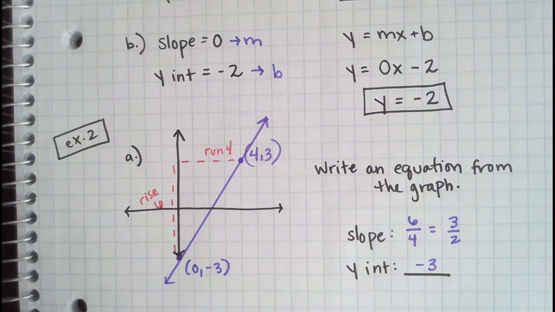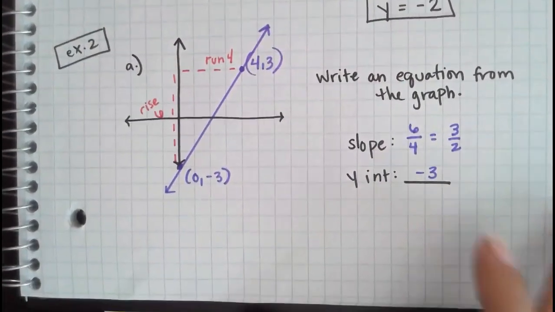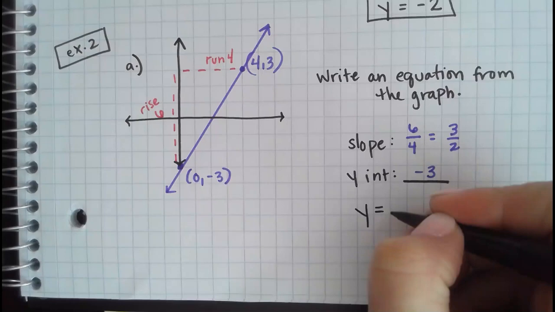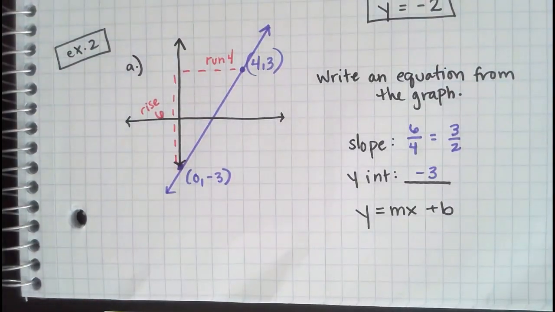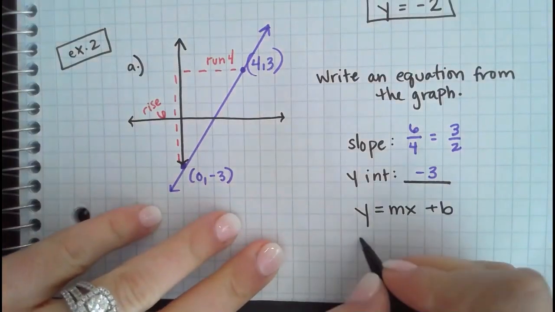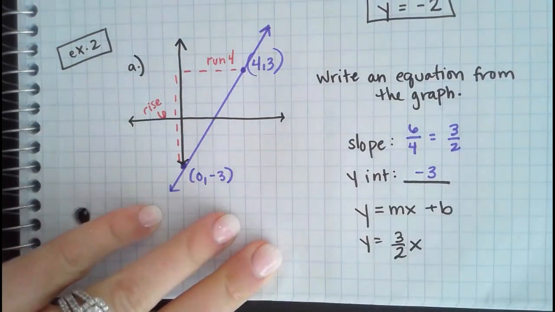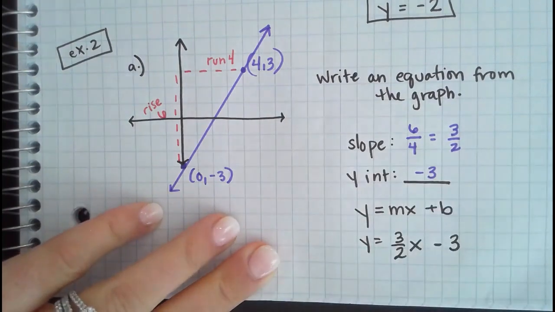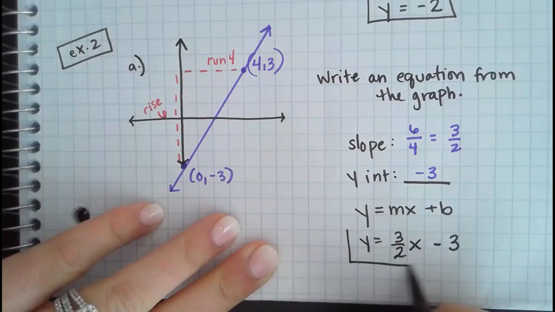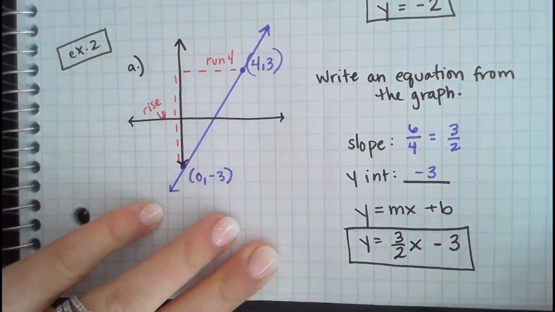Okay? All right. Once we have the slope and the y-intercept, we just plug in to our slope-intercept form. y equals mx plus b. And now that we know m and b, we just plug them in. y equals, our m is 3 over 2. So 3 halves x minus 3. That's the equation of that line. Good? Okay, let's look at letter B.